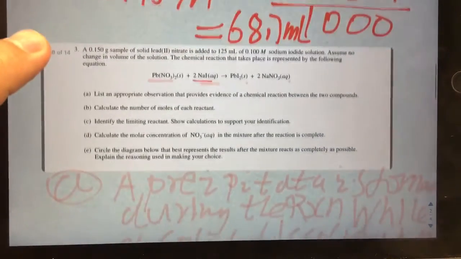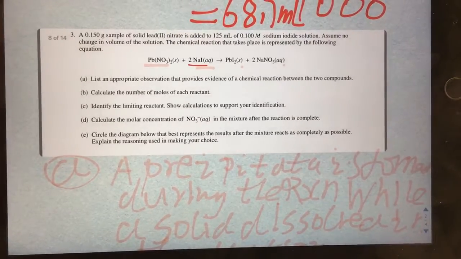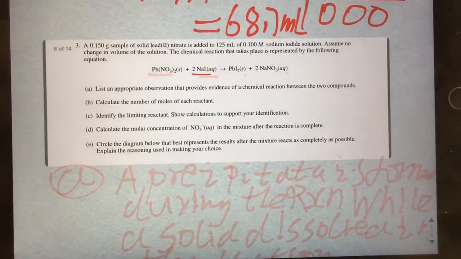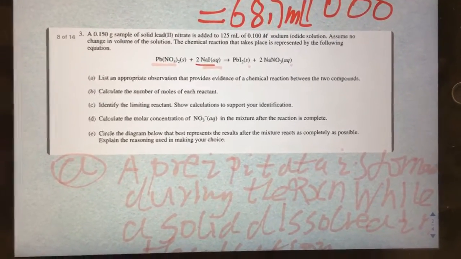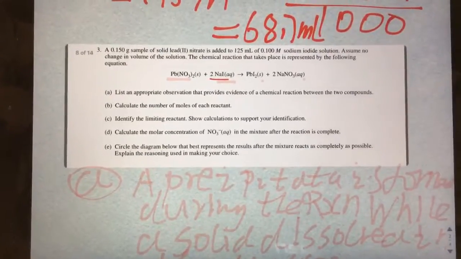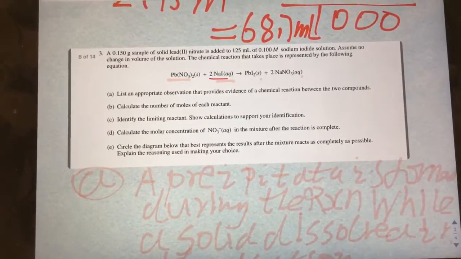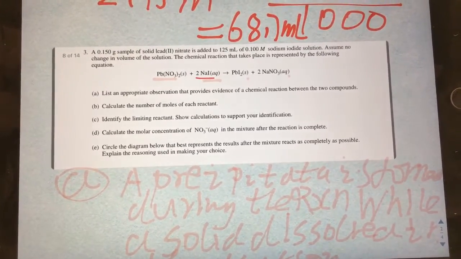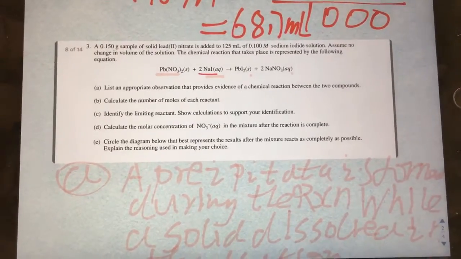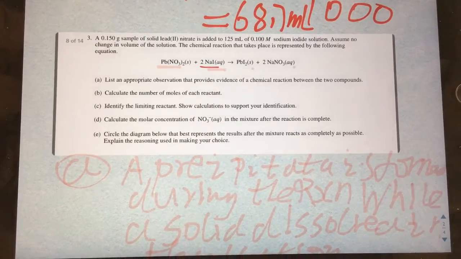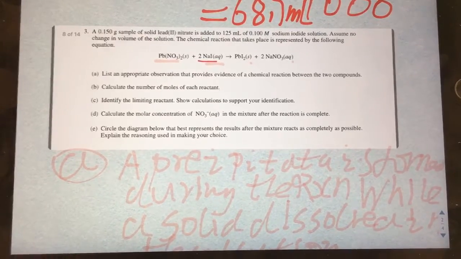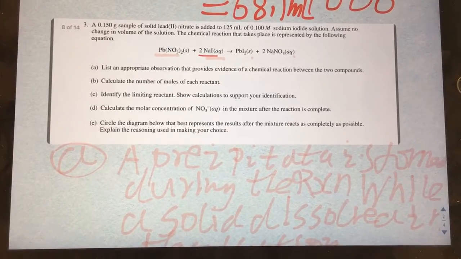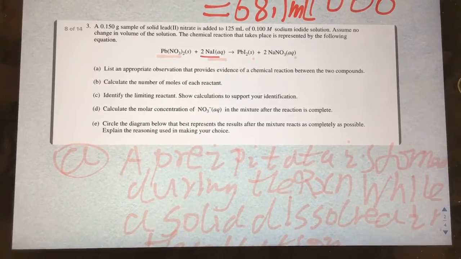Now, let's talk about the free response question. So, let's check our given measures. 0.15 grams of solid lead nitrate is added to 125 milliliters of 0.1 molarity sodium iodide solution. Assume no change in volume of the solution. The chemical reaction takes place as represented by the following equation.